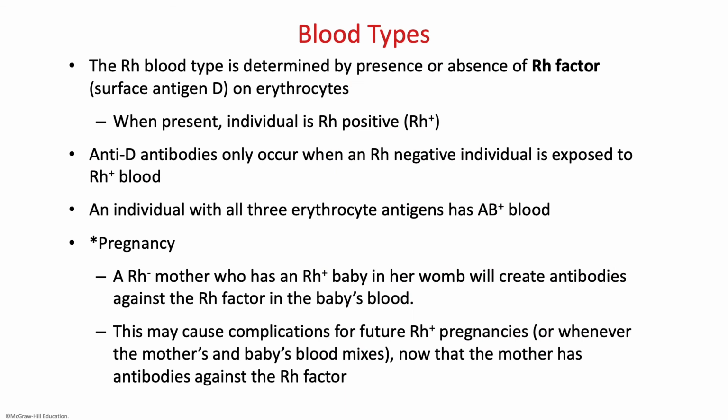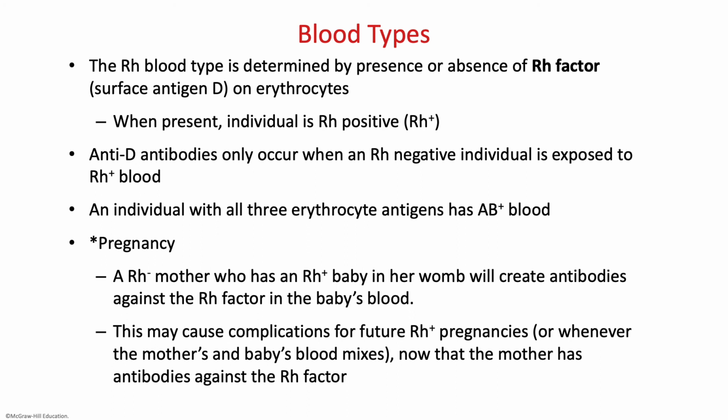So a little more about blood types. The Rh blood type is determined by the presence or absence of that Rh factor, which is surface antigen D, on the erythrocytes. When present, an individual is Rh positive. Like me, I'm A positive, so I have the A surface antigen and the Rh antigen. Anti-D antibodies only occur when an Rh negative individual is exposed to Rh positive blood. And an individual with all three surface red blood cell antigens will have A, will have B, and will be positive. So we call that person AB positive blood.